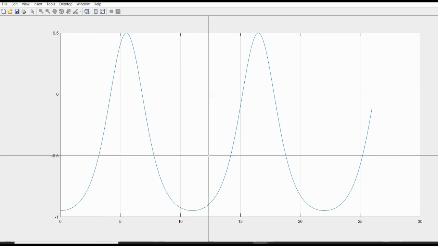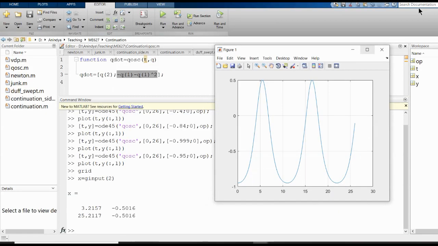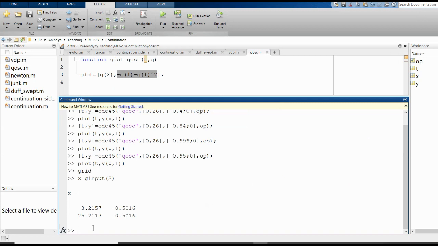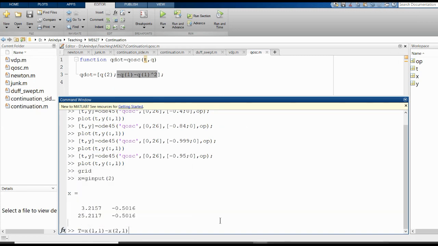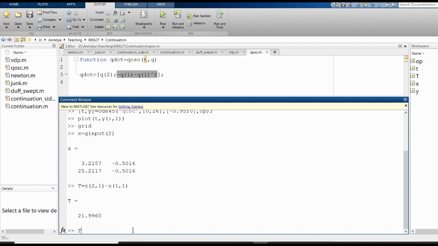Here is one period. Here is another period. So we have 2 periods total. I think that's good enough. Okay. So now we come here and we say t equals, and I was doing this calculation earlier. So t equals 2, 1, minus 1, 1, this minus this. That's 2 times the time period. So T equals T by 2.